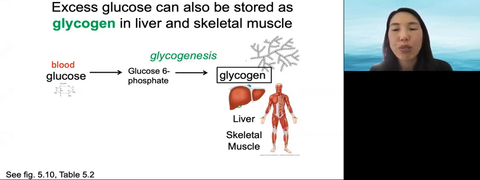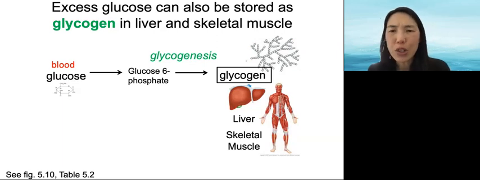So glycogenesis is the process of creating glycogen. Since we are building or adding up smaller glucose molecules into a bigger glycogen molecule, this reaction is anabolic and endergonic. It takes some energy to store up glycogen.